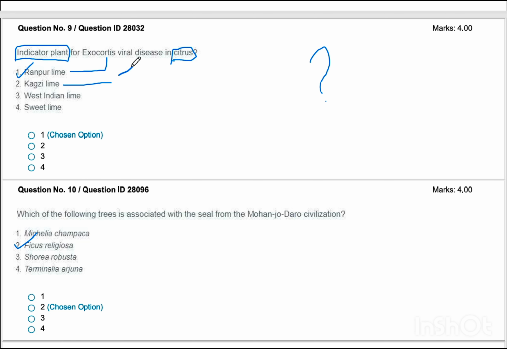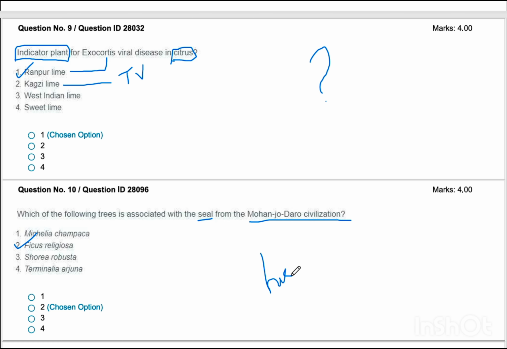In the case of exocortis viral disease, Rangpur lime is the answer, that is the indicator plant. In the case of tristeza virus, Kagzi lime or acid lime is used as an indicator plant. Similarly, for citrus greening, pineapple and Valencia varieties are used as indicator plants. Now moving on to the next question, question number 10.